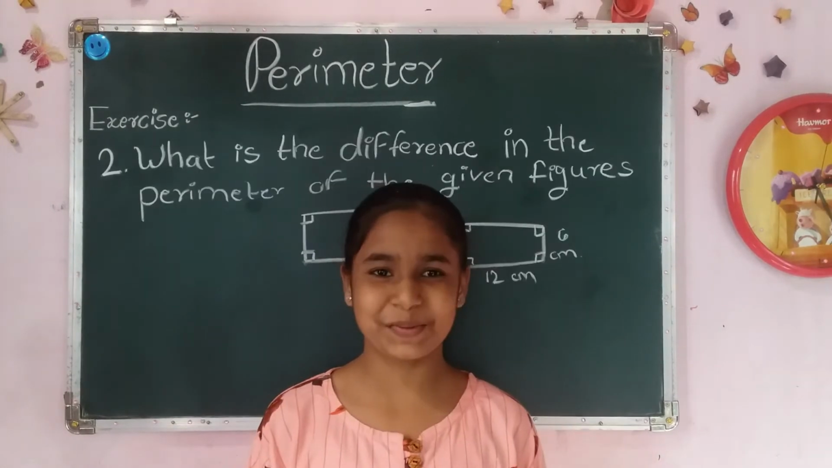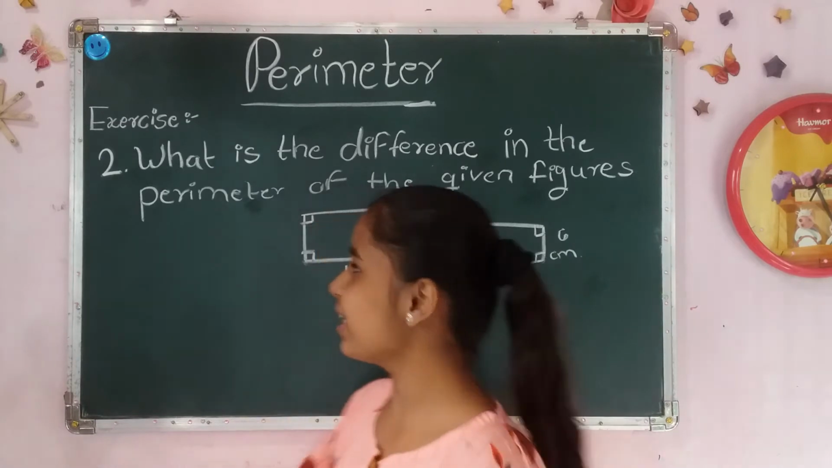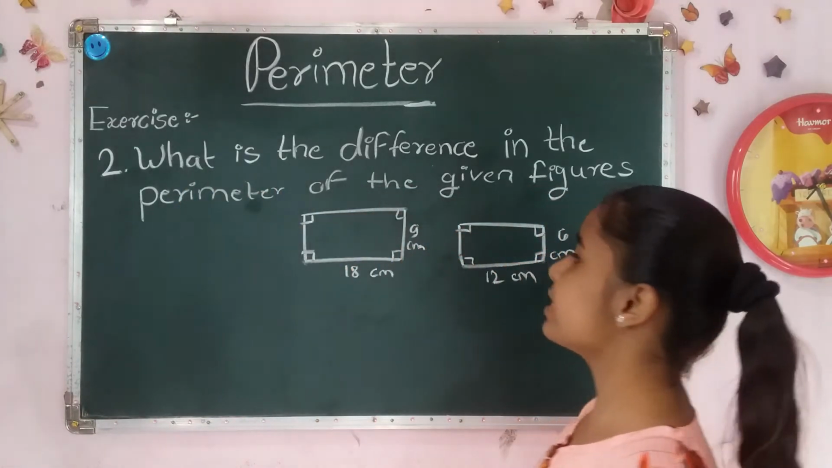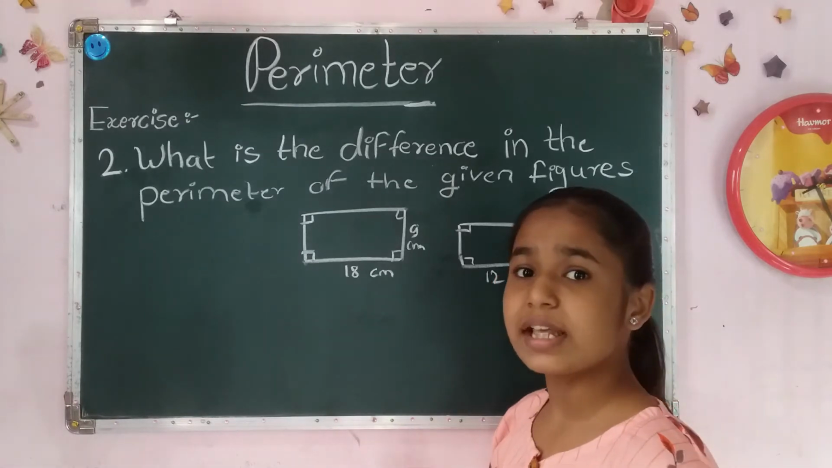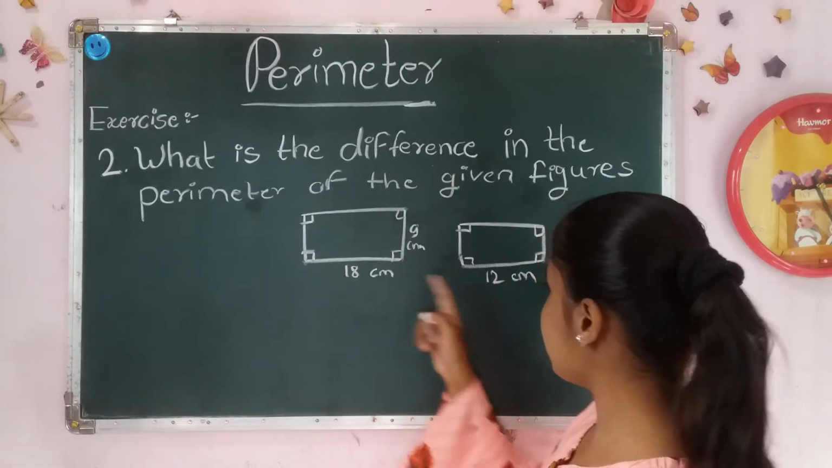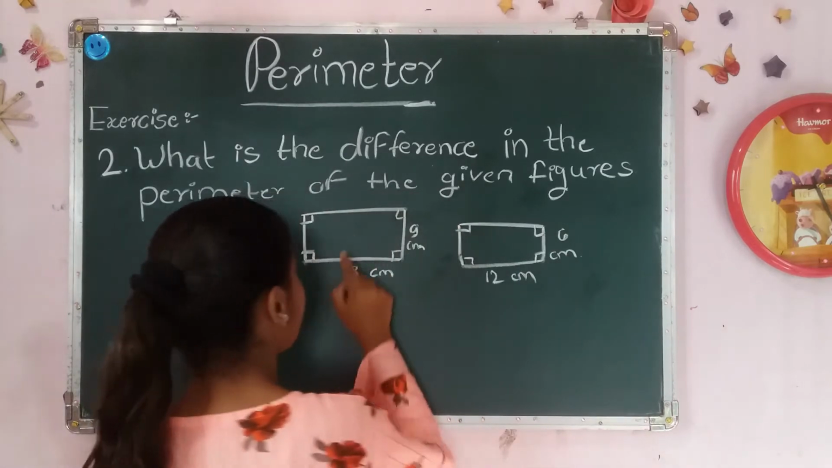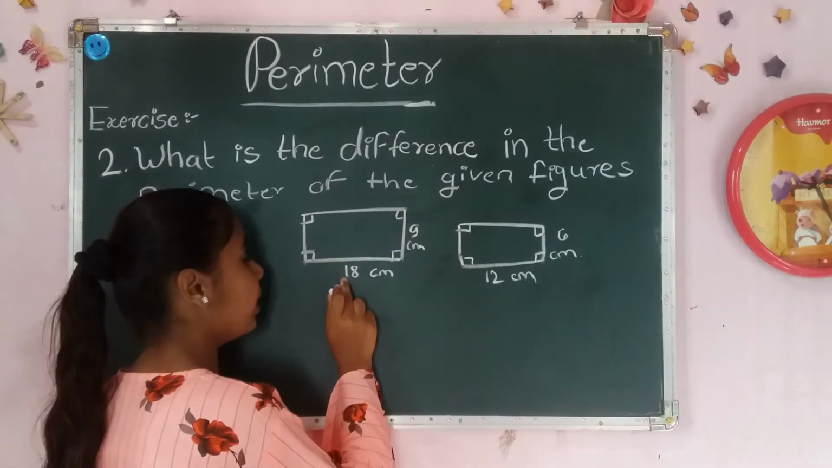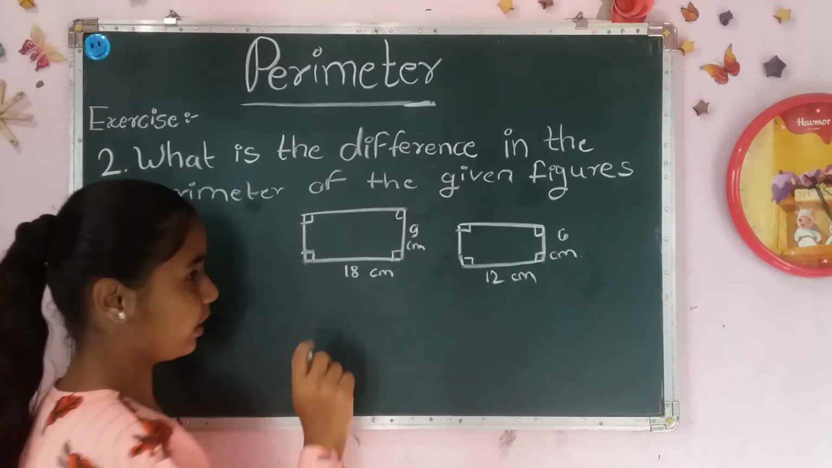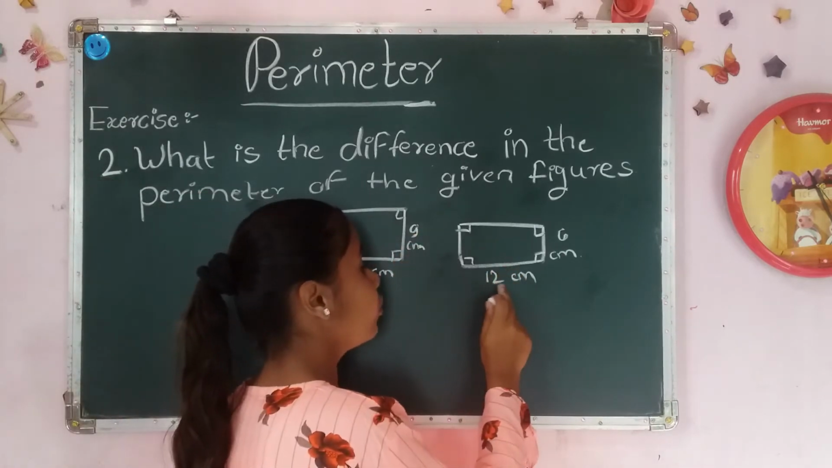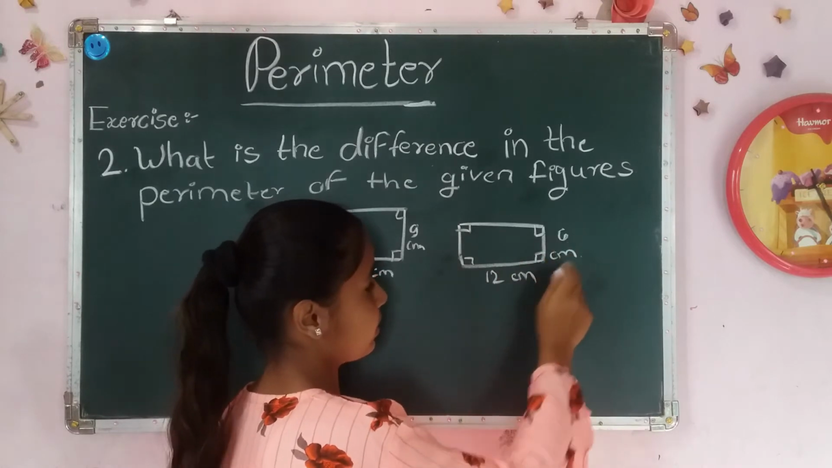Our next question is: what is the difference in the perimeter of the given figures? We have to find the difference between the perimeters of these figures. Our first figure is a rectangle with a length of 18 cm and breadth of 9 cm. The second figure has a length of 12 cm and breadth of 6 cm.